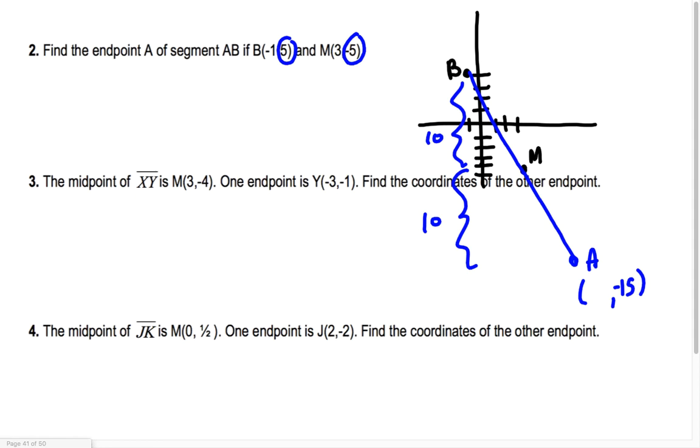If I started at negative 1 and I went over to 3, I went over 4 units, right? Negative 1 to 3. How much do I have to go over again to get to A? I have to go over another 4, right? So if I start at an x value of negative 1 and I'm going over a total of 8, where am I going to be? 7.